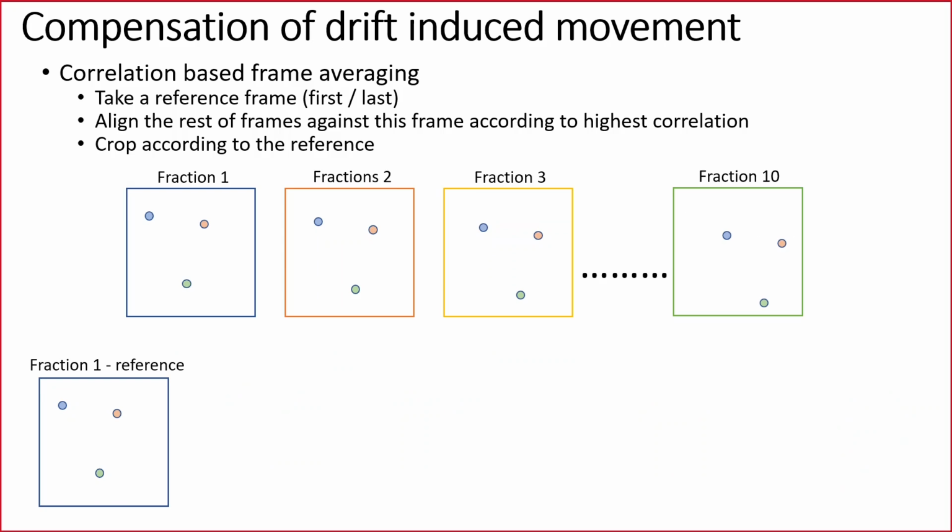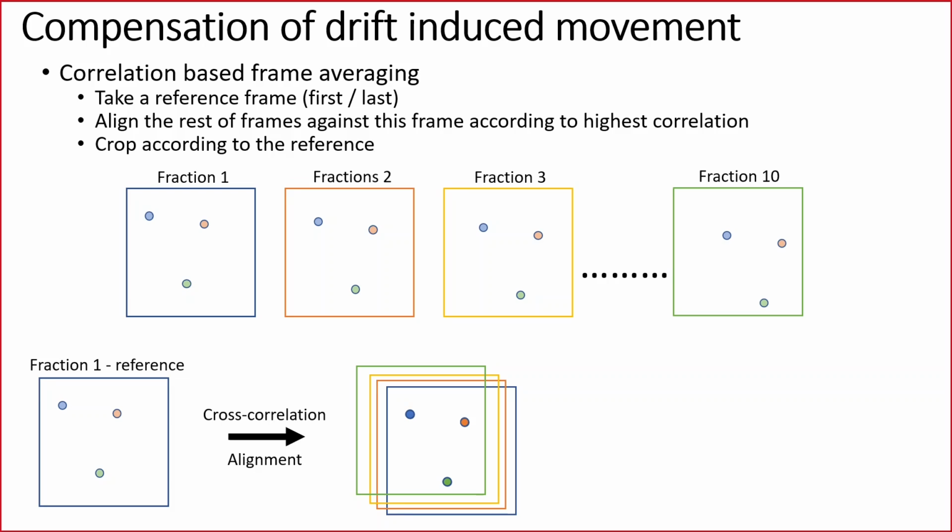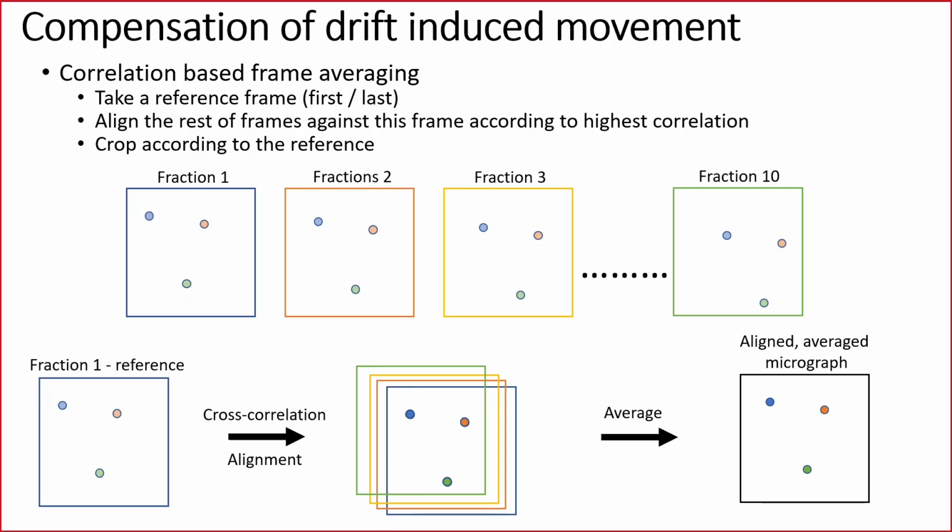Now, how can we compensate for this drift-induced movement? This is one of the easiest ways to do it. We choose one of our fractions as the reference. We can choose fraction number 1 as the reference, or, let's say, fraction number 10, as we have 10 fractions here, and then gradually align the other frames to this frame by cross correlation. And when we are satisfied with this alignment, we average it, and we have an aligned average micrograph, which should have a higher signal to noise ratio because the particles are aligned better on the whole micrograph.